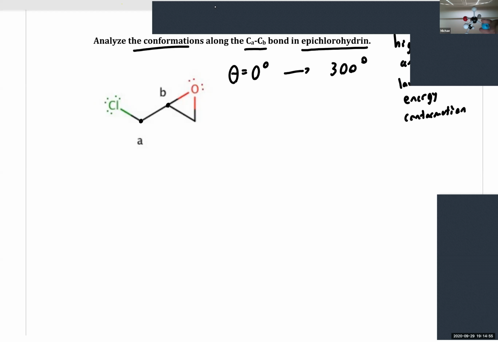So, did this model help everyone with their Newman projections? Can I see some Newman projections drawn out for epichlorohydrin? They don't have to be in any particular order to start out with. I just want to see some conformations. And again, I can't stress enough, you're going to need a model kit. It's incredibly useful to help develop the skill of visualizing molecules in three-dimensional space.